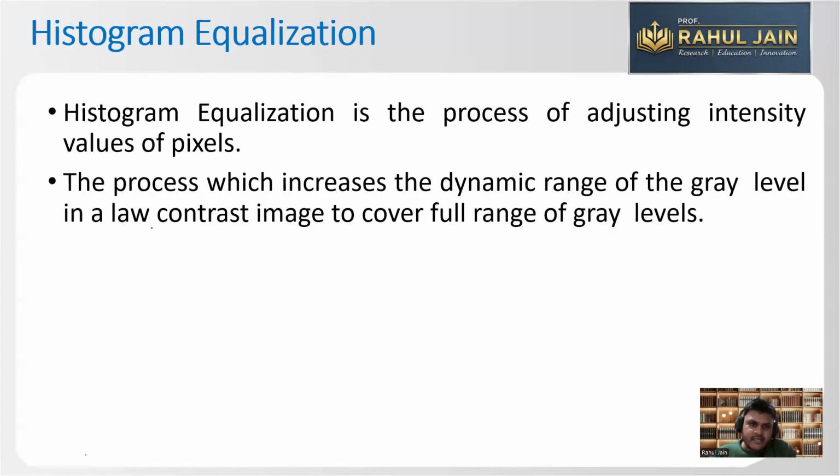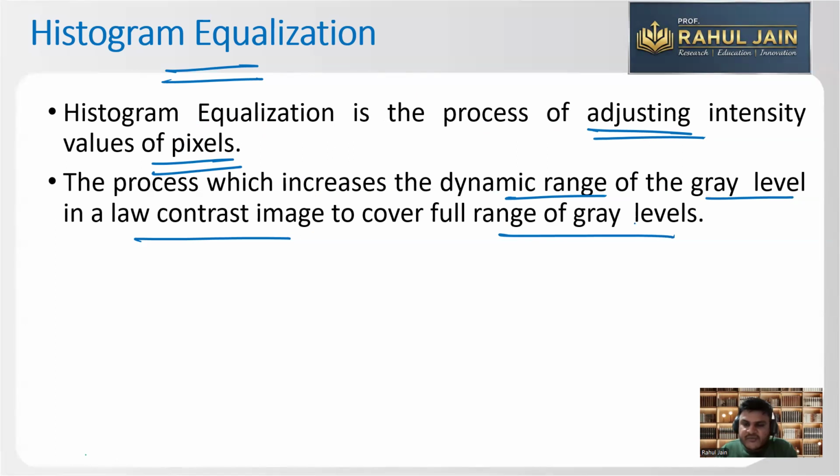And here in this session, this is part 3 of histogram equalization in the series of computer vision lectures. So, histogram equalization. What is histogram equalization? It is a process of adjusting the intensity value of pixels. It is a process which increases the dynamic range of the gray level in a low contrast image to cover the full range of gray levels, right?